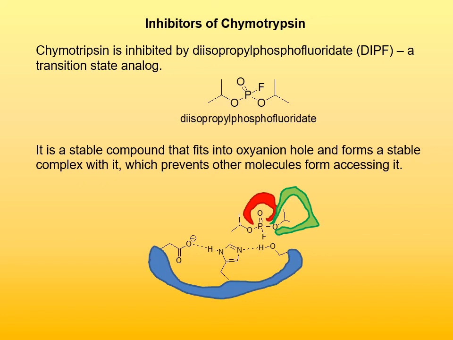And so that's one way to inhibit an enzyme: deactivation by transition state analogs. There are other ways, and we'll cover them later in this chapter. So this completes our examination of the mechanism of action of enzymes on the example of chymotrypsin.